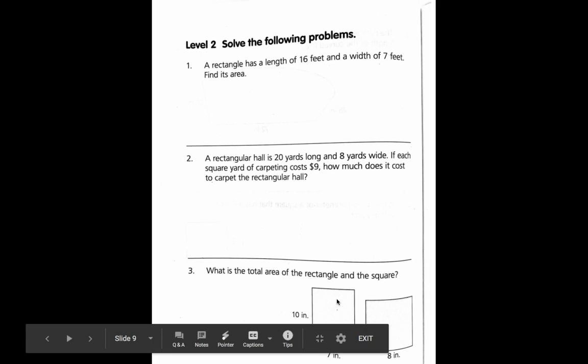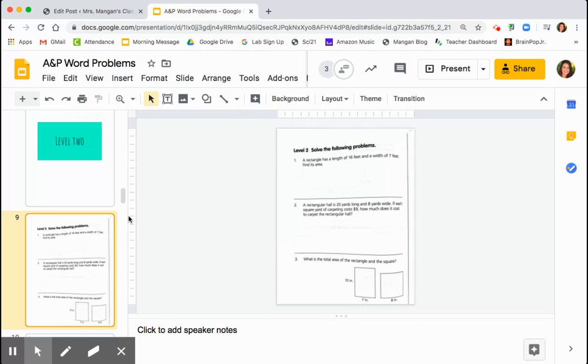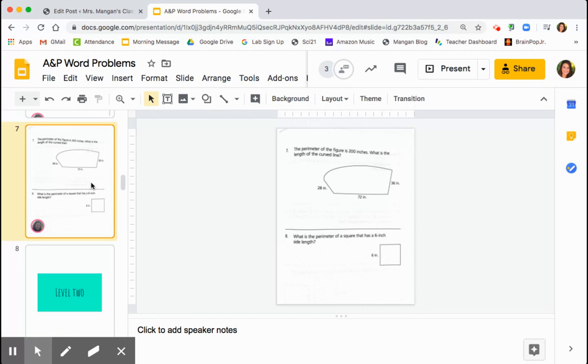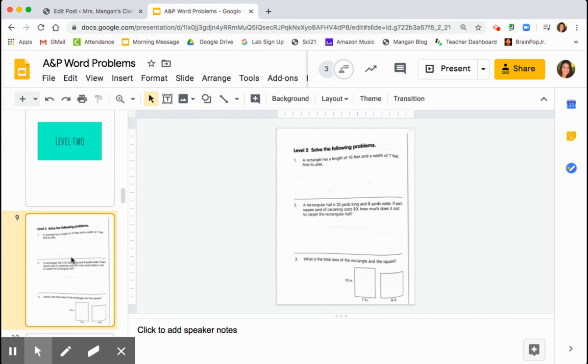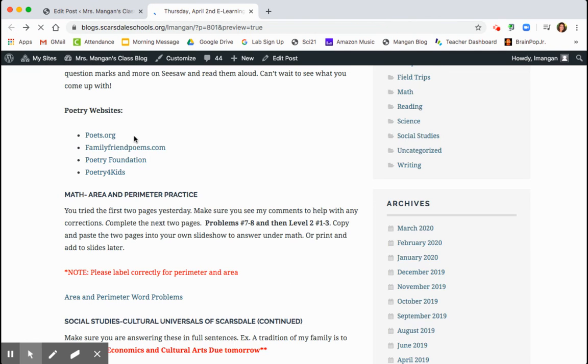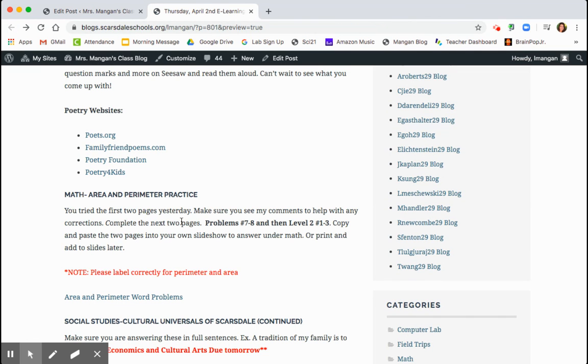And number 3, what is the total area of the rectangle and the square? So you're going to find the area of this rectangle, length times width, and the area of that rectangle, length times width. And then what are you going to do to find the total? So let's go back. So once again, you're going to complete these 2 pages. So level 1, 7 and 8, level 2, 1, 2, and 3. Copy and paste them into your e-learning slideshow, and I can give you some feedback.